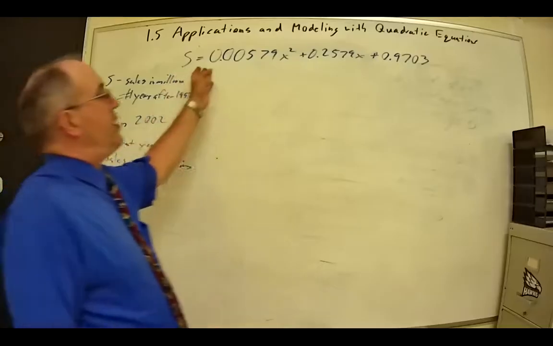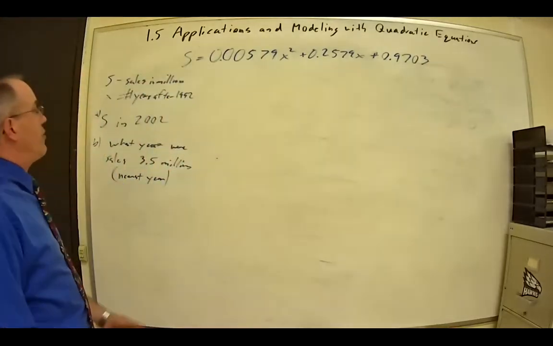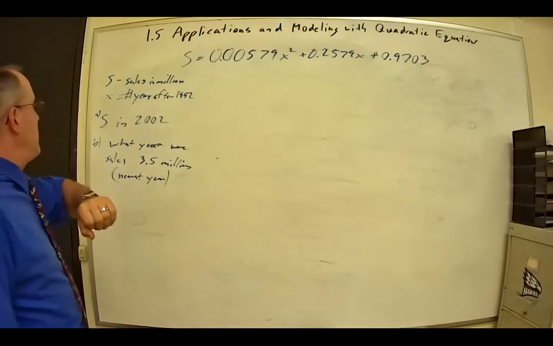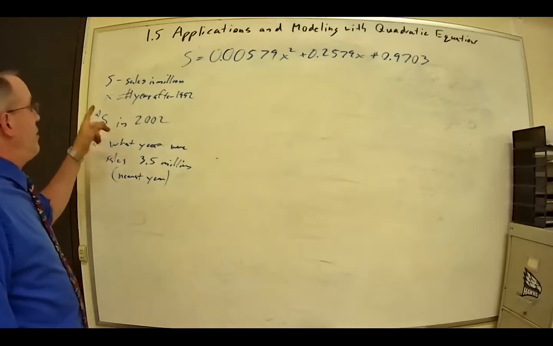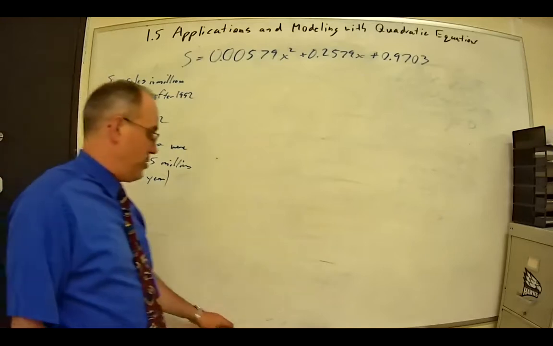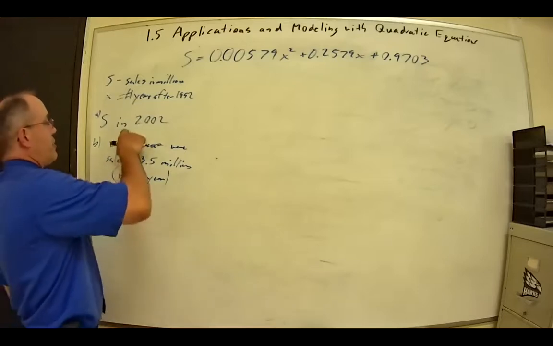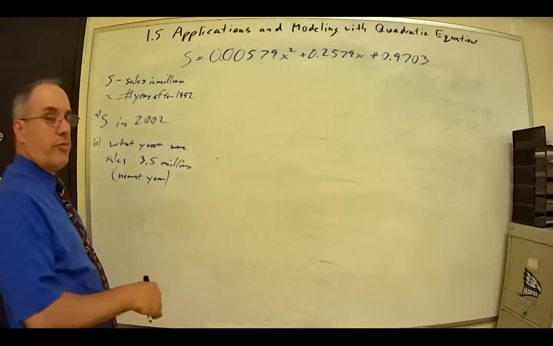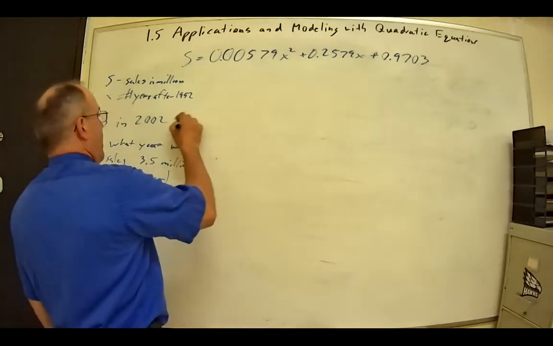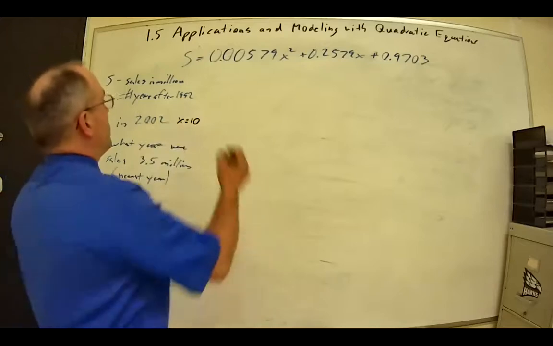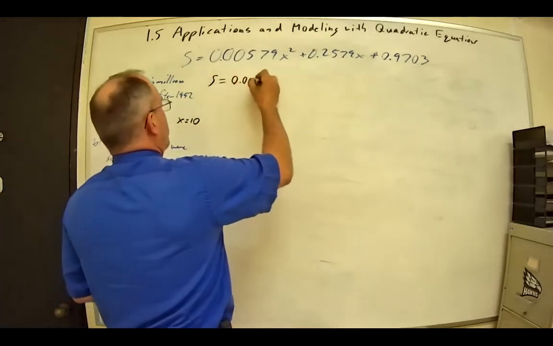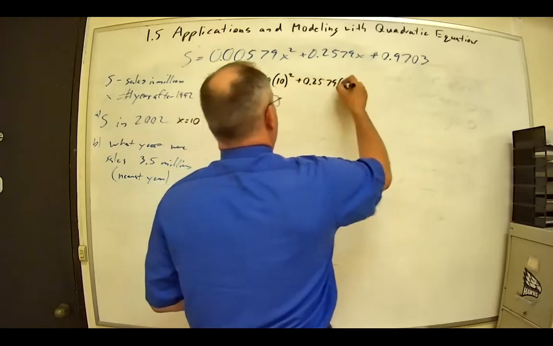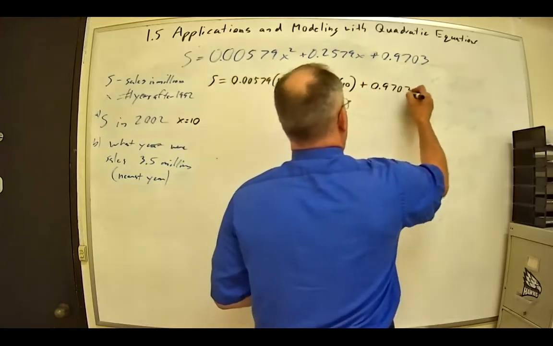Okay, so we have this quadratic equation, this relationship model. We know S stands for sales in millions, X stands for the number of years after 1992. We want to find the number of sales in millions in 2002. So if we're looking for sales in 2002, X stands for the number of years after 1992. 2002 minus 1992 is 10 years, so X equal to 10. So we can just plug that in. S is equal to 0.00579 times 10 squared plus 0.2579 times 10 plus 0.9703.